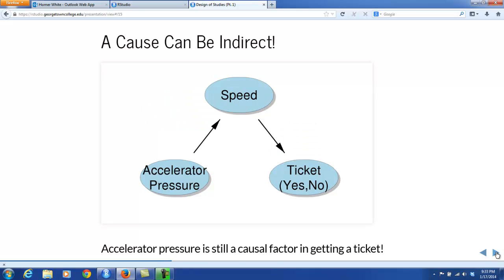I'd also like to point out that a cause can be an indirect cause. So, for example, the pressure that you exert on the accelerator is what causes your speed to be what it is. And your speed, in turn, helps to cause whether or not you get a ticket. So indirectly, getting a ticket is caused by the accelerator pressure. Even though that's indirect, we still would say that accelerator pressure causes ticket. It just does it indirectly, or less directly anyway, than speed does. All the indirect causes are allowed to count as causes.